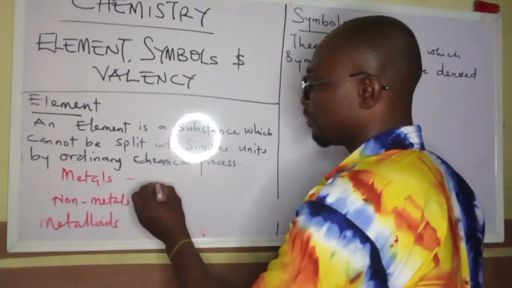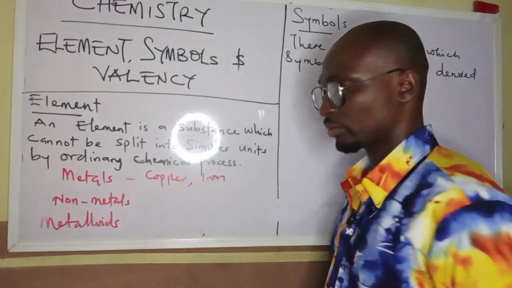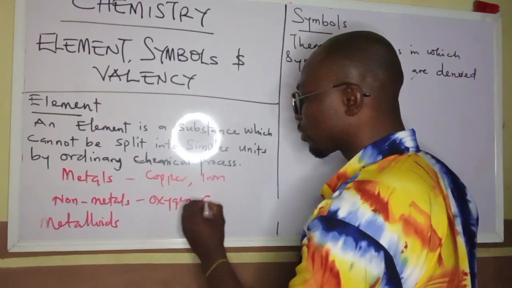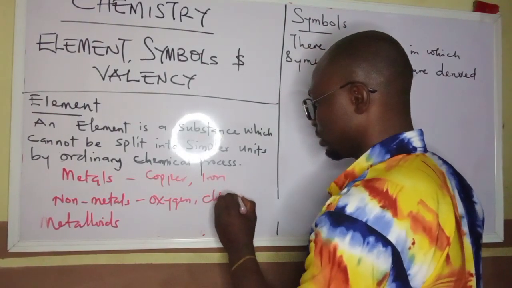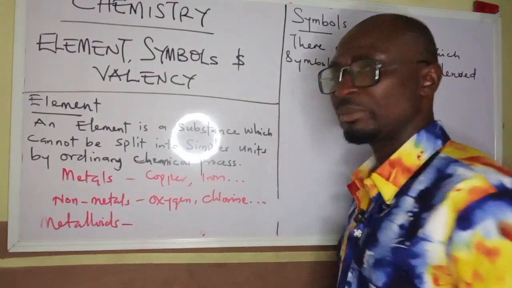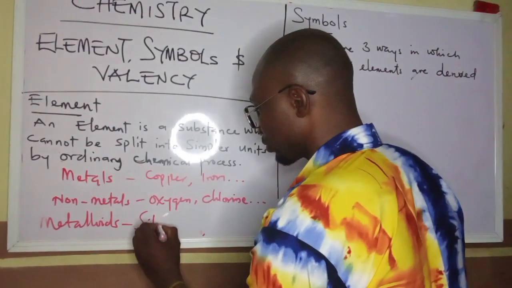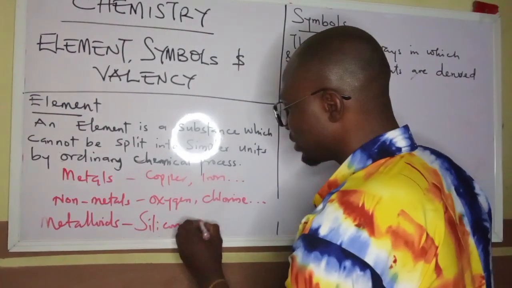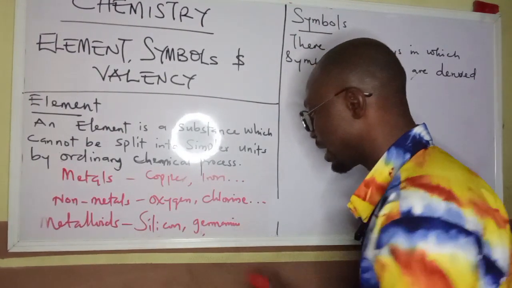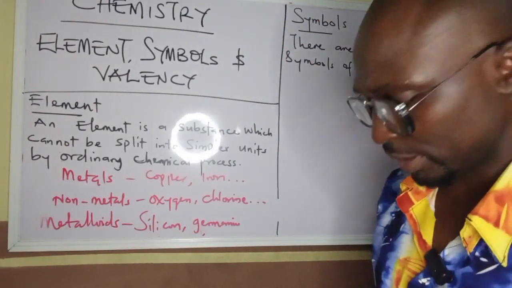Examples of metals we can have are copper and iron. Examples of non-metals, we have oxygen, chlorine, and so on and so forth. Examples of elements that exhibit both metallic property and non-metallic property, we have silicon and germanium. These elements exhibit both metallic and non-metallic properties.